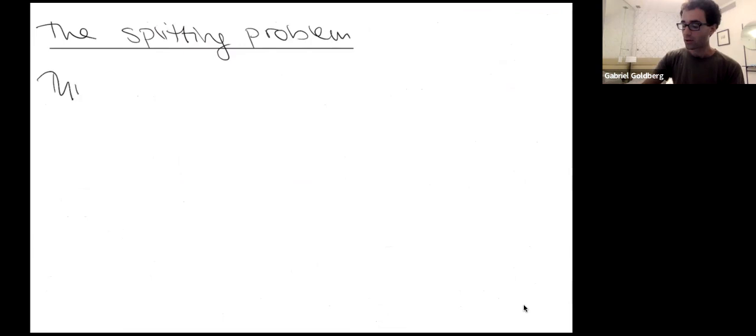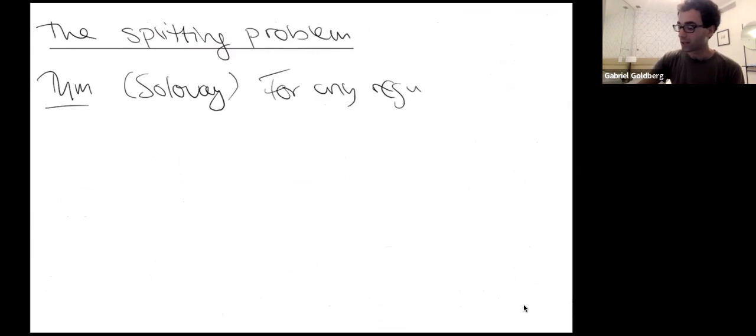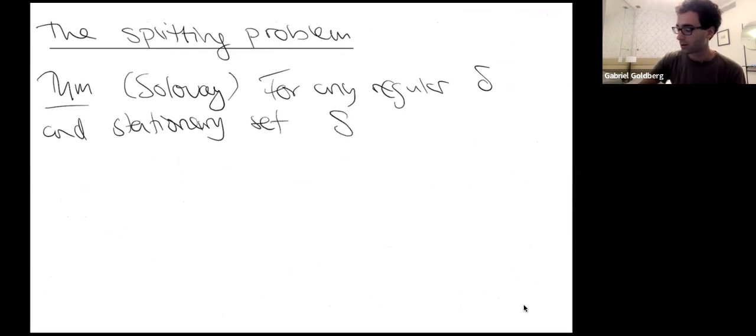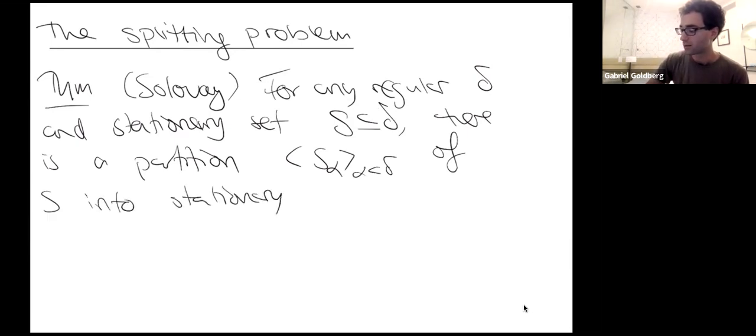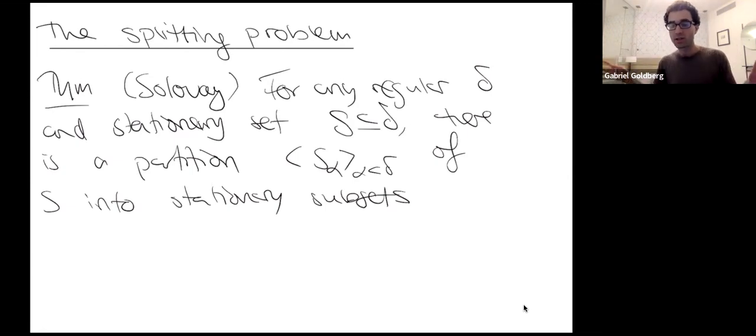So Solovay showed that for any regular cardinal delta and any stationary set S contained in delta, there is a partition S_alpha, for alpha less than delta, of S into stationary subsets. So this means if you take any stationary set and any regular cardinal, you can always split it into more stationary sets, into two stationary sets if you want. And this is not always obvious. So for example, even splitting omega 1 into two disjoint stationary sets, it's not clear how to do that.